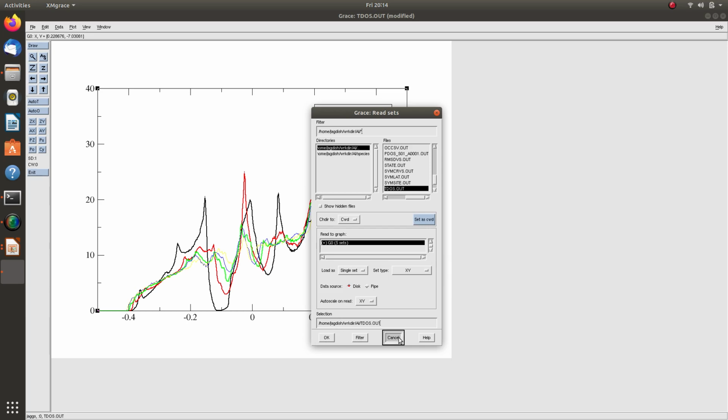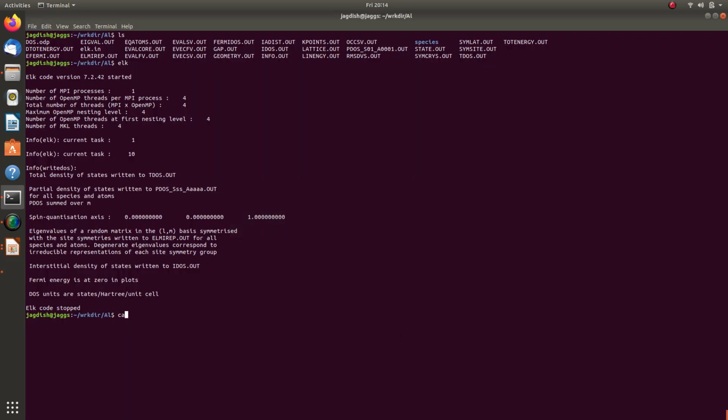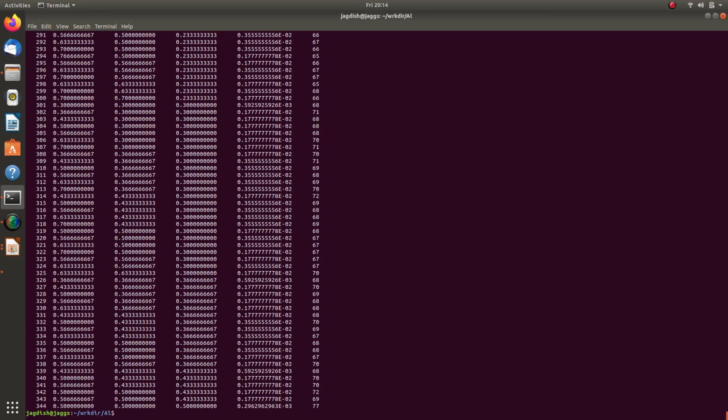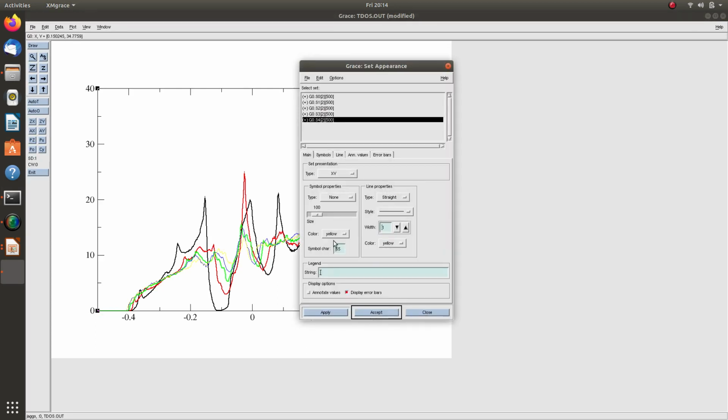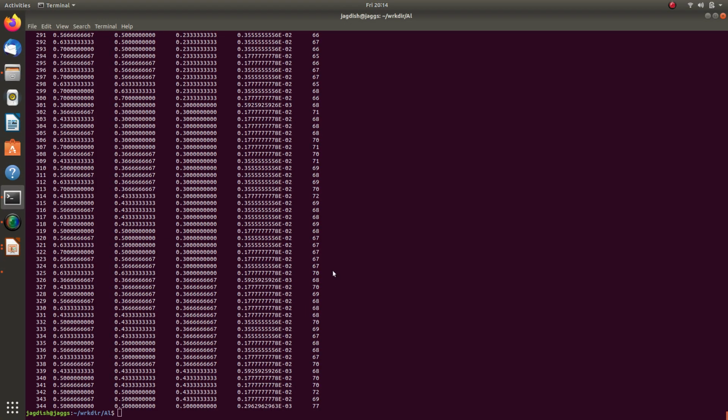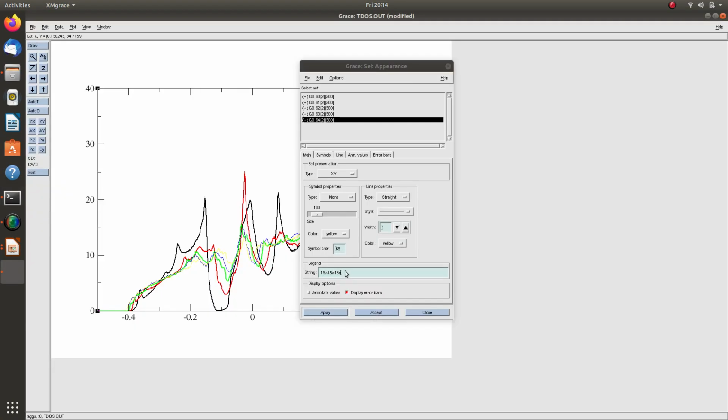So now we did it for 15 cross 15 cross 15. How many k points were there? Oh, 344, a significantly large number of points. 15 cross 15 cross 15, containing how many? I think it was 344 k points in the Brillouin zone.